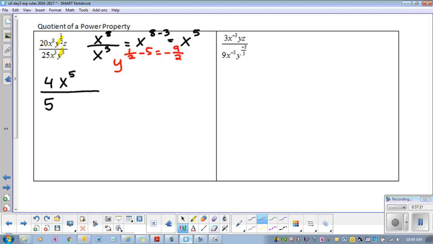Yep, you get negative 9 halves. But since that's a negative, where does your y need to go? To the bottom. On the bottom, and then what happens to that exponent? Times 5. Turns into a positive 9 halves. Okay?